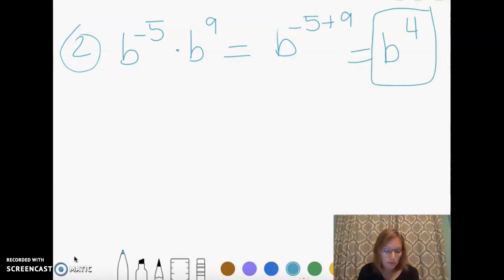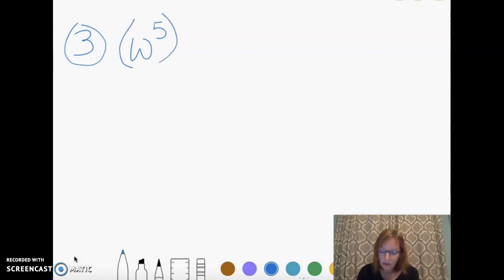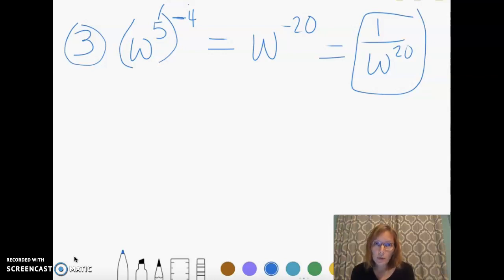All right. Let's do another one from this section because I feel like it's important for me to show you all these examples today. So I have w to the 5th and then all of that to the negative 4th. Okay, so again, when I have an exponent on an exponent, I multiply the exponents. So keep the w, and then negative 4 times 5 is going to be negative 20. But I can't end with a negative exponent. So I'm going to write the inverse, which gets rid of the negative for me. And then my answer becomes 1 over w to the 20th power.